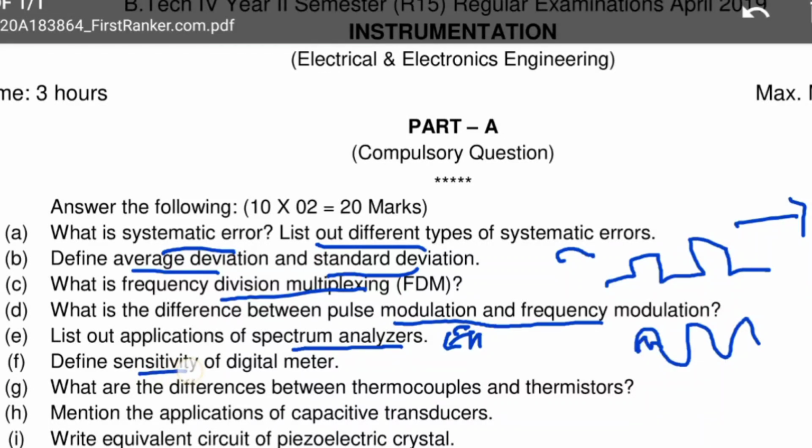Define sensitivity of a digital meter. Sensitivity: for a small change in input, what is the change in output? The change in output per change in input is known as the sensitivity of a digital meter.